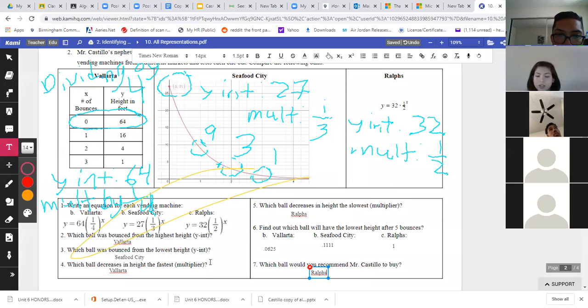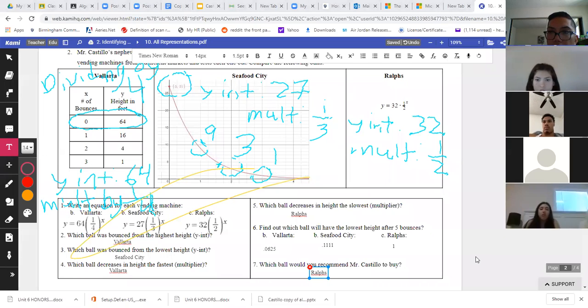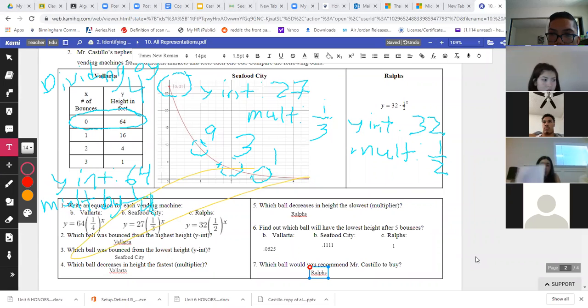Besides the calculator presses, does anyone else have any questions? Don't leave the chat because I have to take attendance. Okay, and then I'll dismiss you. Mr. Castillo, because I did it on paper, can I just take a picture of it and send it? Yeah, that's fine.